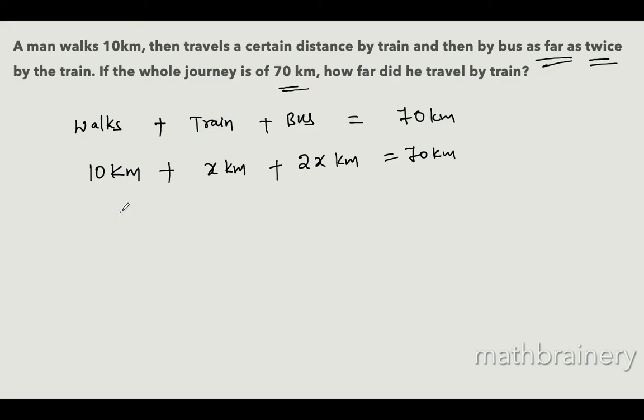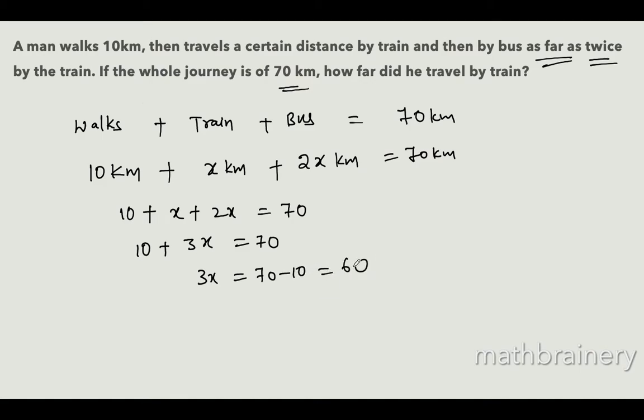Let's simplify this now. You have 10 plus x plus 2x is equal to 70. So this is 10 plus 3x, and this is equal to 70. Let's transpose 10 to the right hand side. You get 3x is equal to 70 minus 10, which is 60. 3x is equal to 60. So what is x? x is equal to 60 upon 3, which is 20.